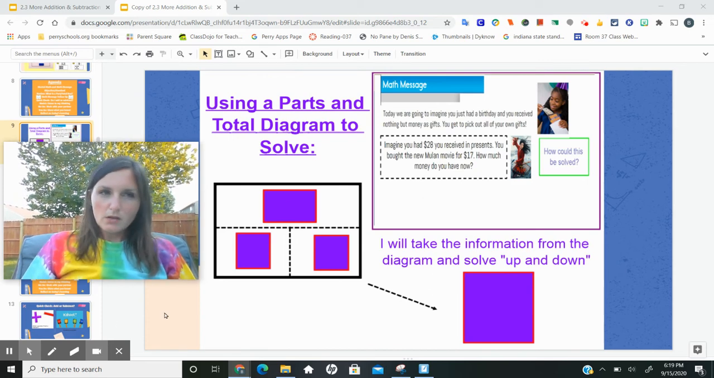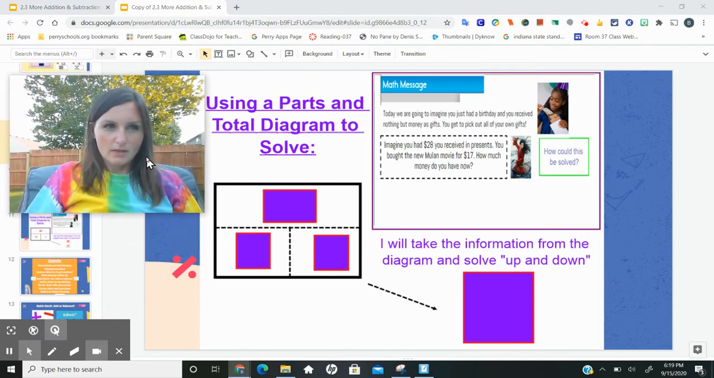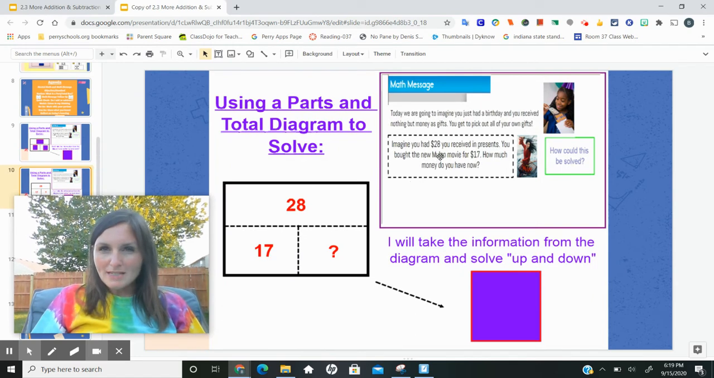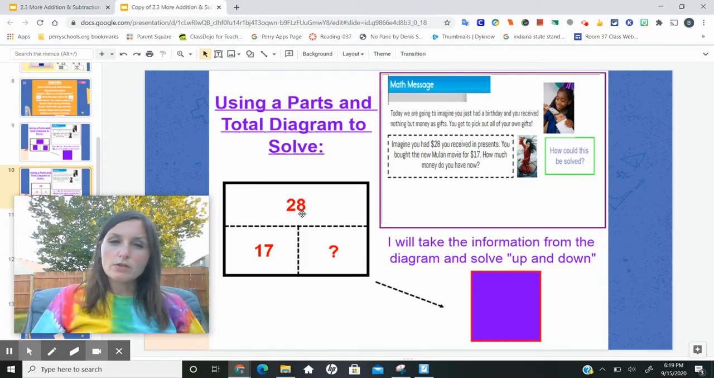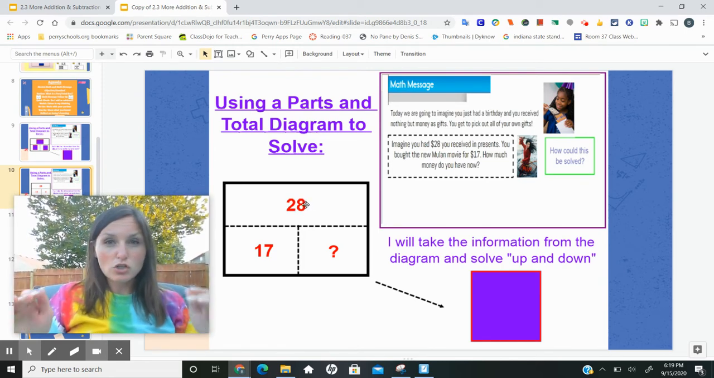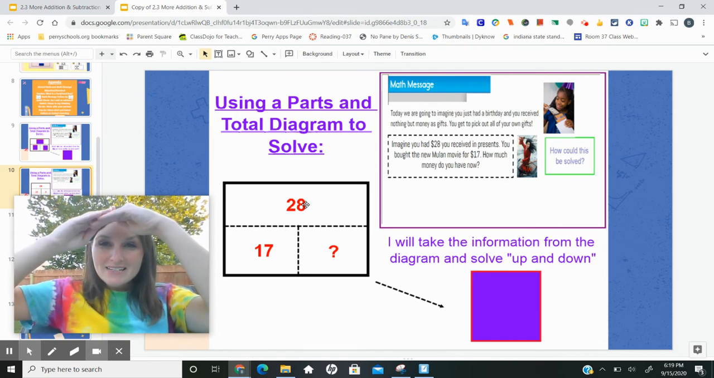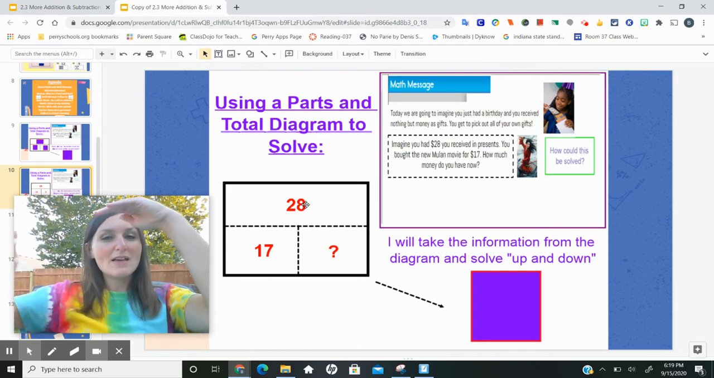So we're going to look at the next page. If the problem says you had $28, right, and you bought the movie for $17, how much do you have now? Well, you say, well, I have 28. That's what I started with, right? I have 28. I spent 17. So that means how much I gave away. So I gave away 17.